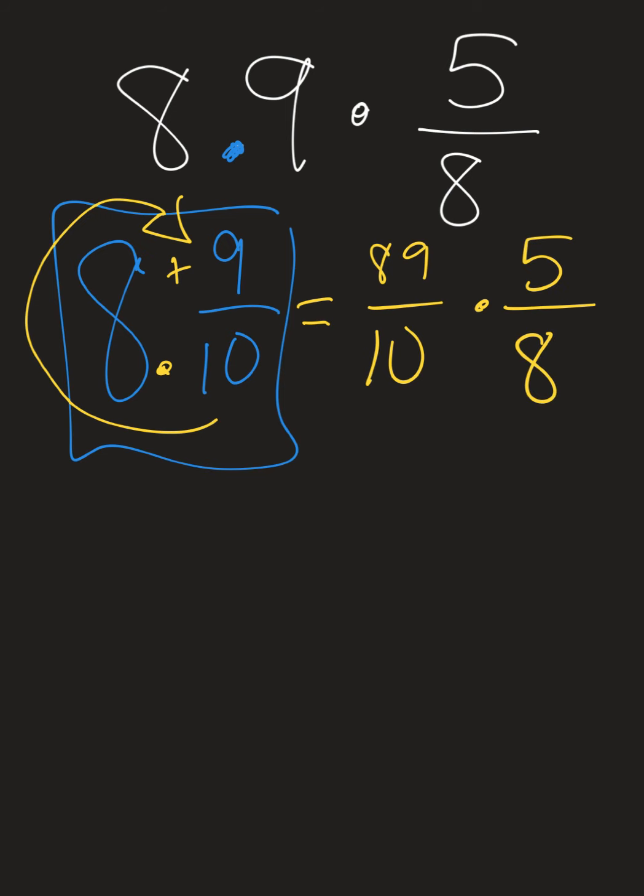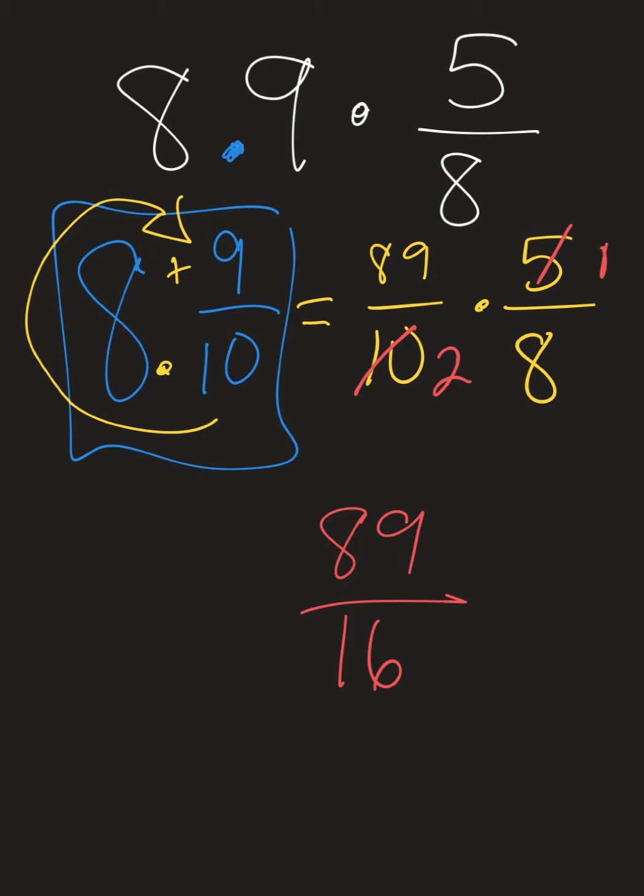Okay, now I can simplify here, and I'm going to do that so that I can make my life a little easier. 5 and 10 both simplify by 5, so that's 2 in the denominator and 1 in the numerator. 89 and 8 do not simplify with one another, and 89 does not simplify with 2. So I am going to say 89 times 1, which is 89, and 2 times 8, which is 16.